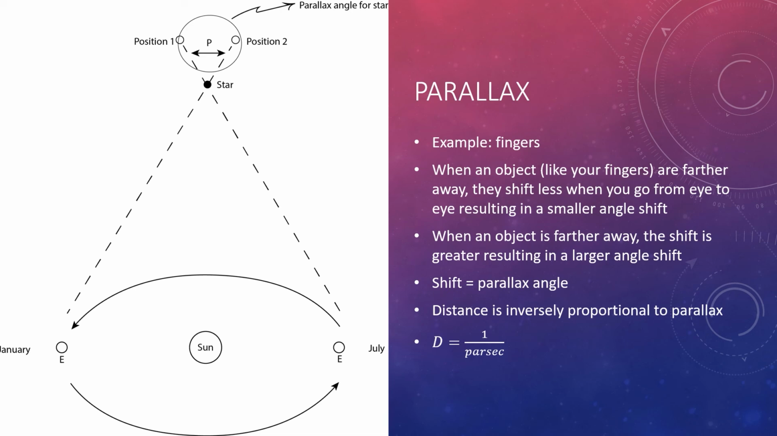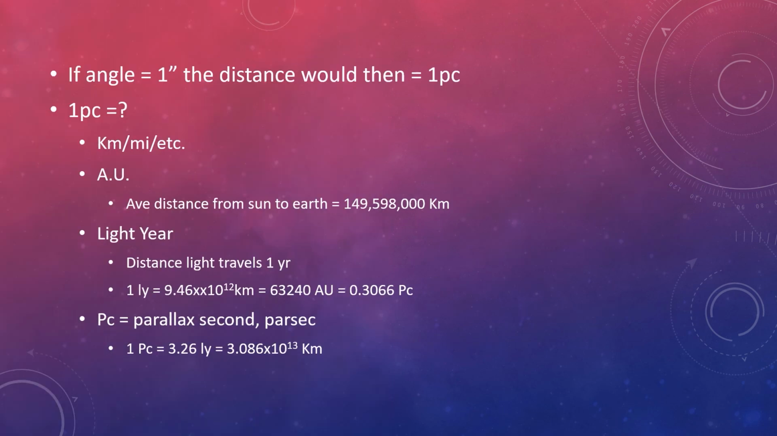This is the parallax. When an object is farther away, that shift is less than when it is closer. So if you were to move your thumb closer to your face and do the same thing, that movement as you're opening and closing your eyes is much greater than it was when your arm was at full length. So when the object is farther away, the shift is less, and you'll have a smaller angle shift. And this shift is known as the parallax angle. The distance is inversely proportional to the parallax in this case. So d equals 1 over p, in parsecs. So if the angle is 1 arcsecond, the distance would be 1 parsec.